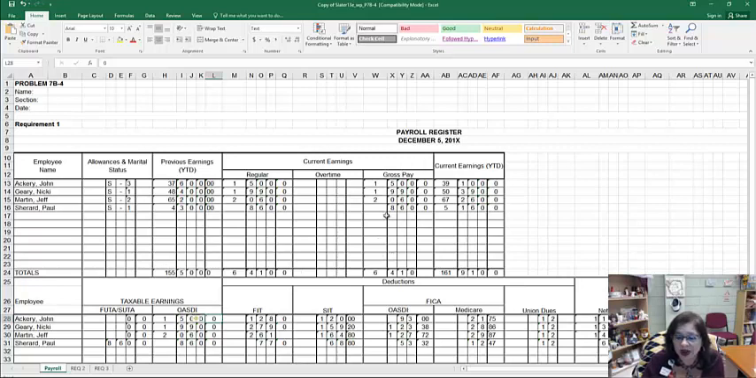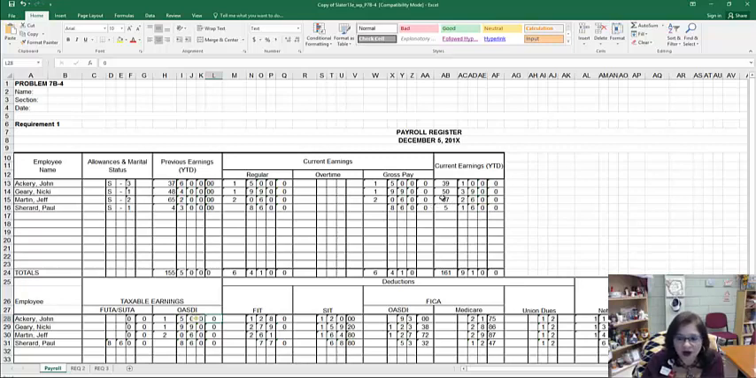You have their gross pay. Remember, this is gross pay before taxes are taken out. Now, when you add gross pay to their earnings, then this is their current earnings before taxes, okay? Before the taxes that they have.